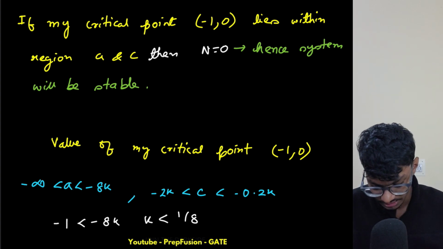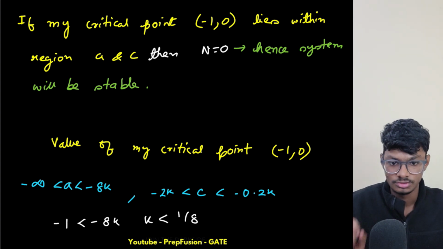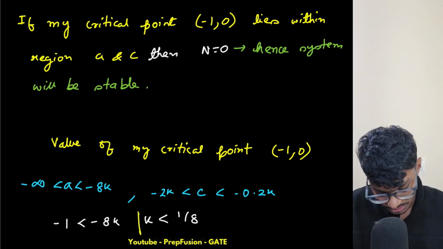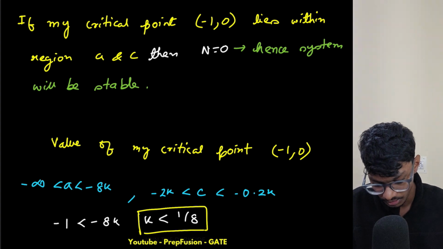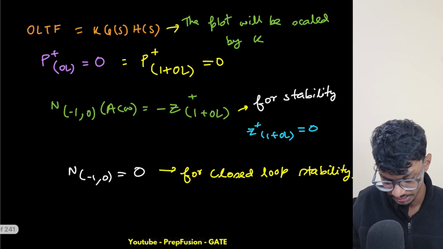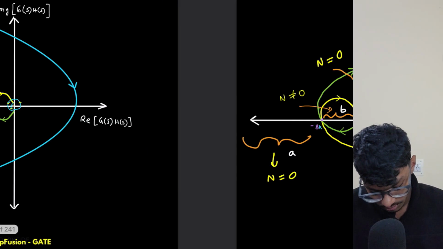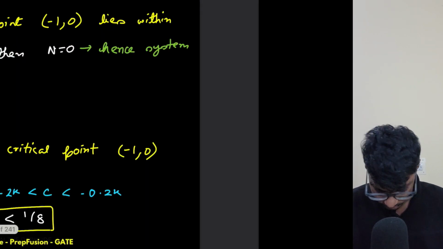So this is the first condition. My k has to be less than 1 by 8 basically. If my k is less than 1 by 8, then my system will be stable. Not talking about the infinity case, because infinity is not given in the options, as you can see.